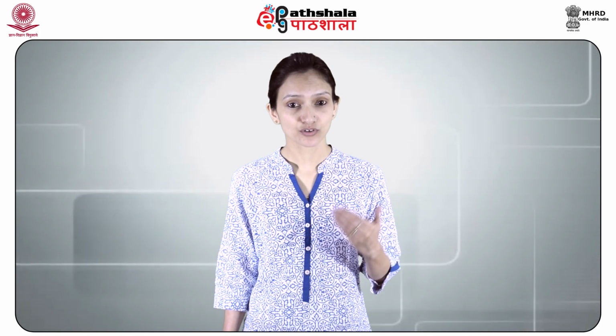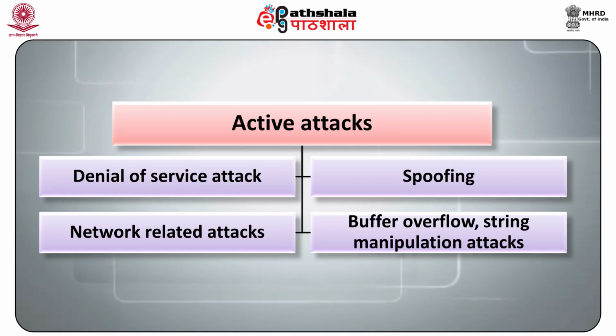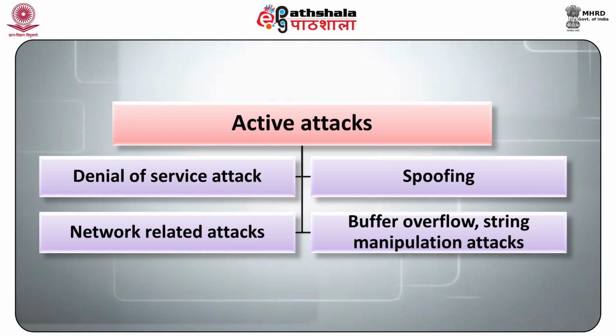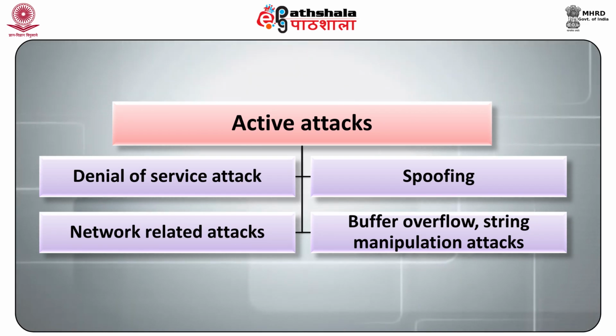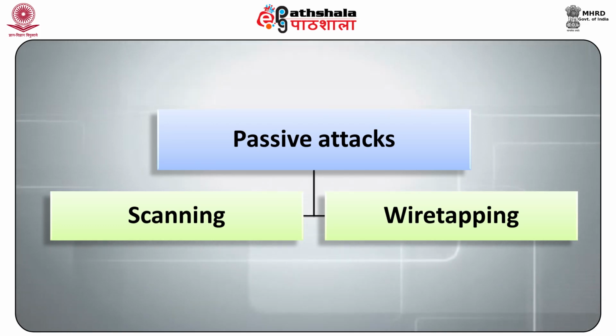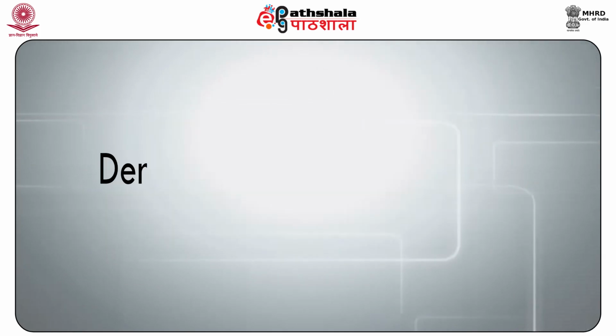Now, the attacks on computer systems. First, active attacks. Here, the attacker not only monitors but also takes part in ongoing activities. Examples are denial of service attacks like DOS, spoofing, network related attacks, and buffer overflow or string manipulation attacks. Second is passive attacks. Here the attacker only monitors the transaction, but doesn't try to breach the security. For example, scanning and wiretapping.